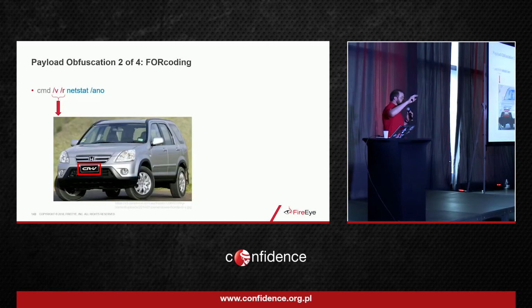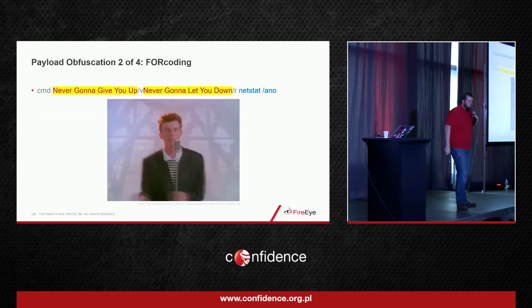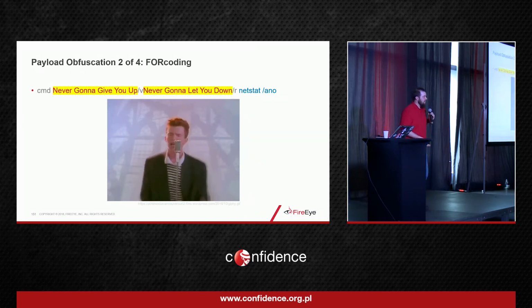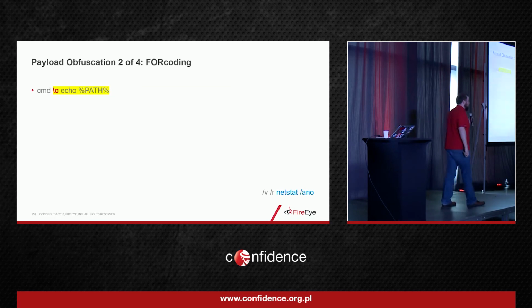C and R are the command line arguments, and V is for variable expansion. This is also a tremendous troll opportunity, because in addition to being able to put any characters after the V that you want, it actually lets you do something like this. You can put any characters you want before a /r or /c. What about this? What about this command C echo path?